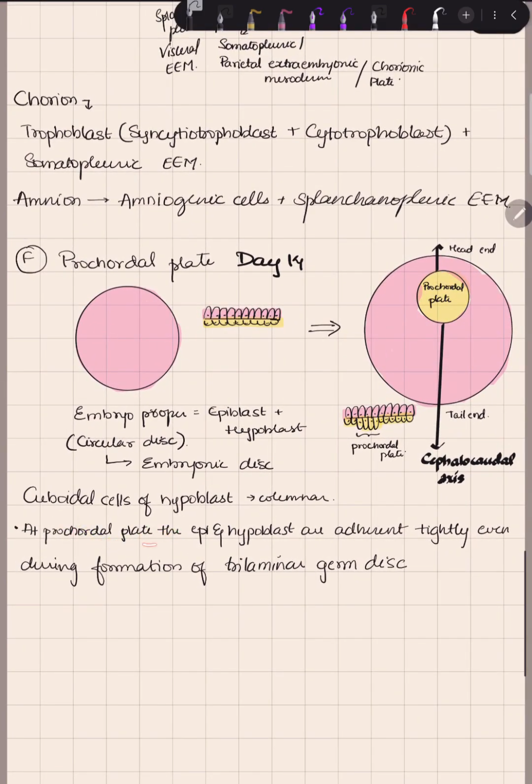At the procaudal plate, the cells of the epiblast and the hypoblast are adherent tightly. They will be like this only, adherent tightly to each other even during the third week. In the third week, you will have the formation of the intraembryonic mesoderm that will separate these two layers, the epiblast and the hypoblast. But at this procaudal plate, these cells will be tightly arranged. They will be adherent to each other. That is, the intraembryonic mesoderm cannot come between these two at the procaudal plate. So this part is also important further down the lane.